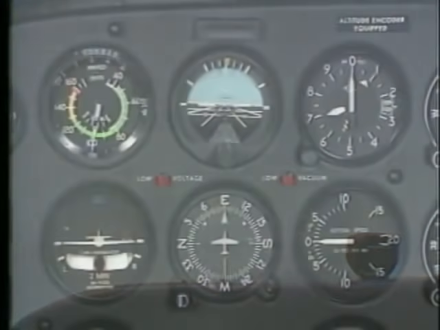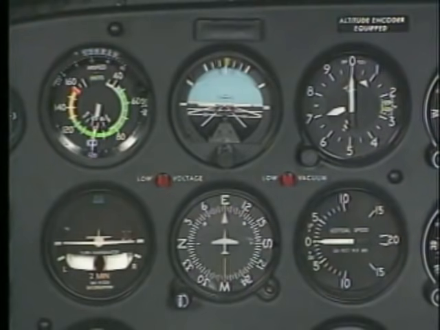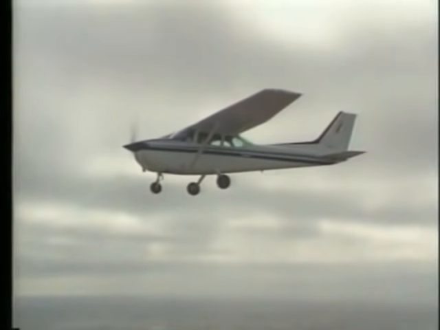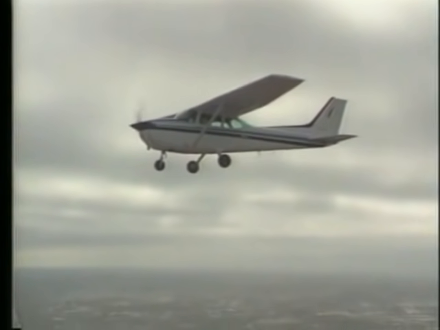When you enter the IFR environment, it's essential to know how the instruments work and to understand their limitations so you can properly interpret the information they display. To begin, let's review the basic flight instrument systems.